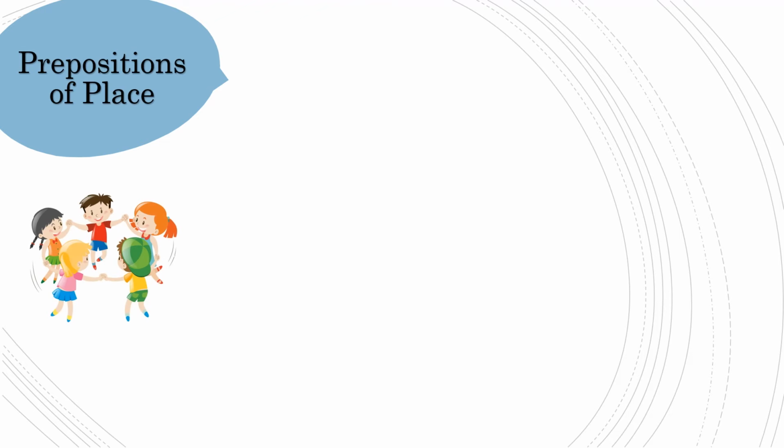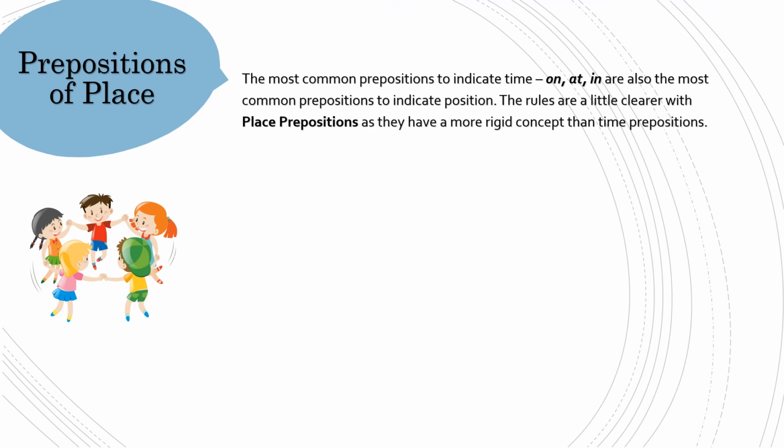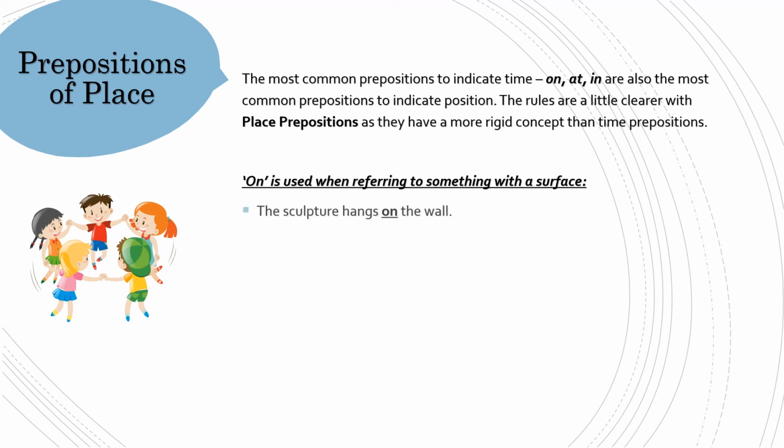Prepositions of place. The most common prepositions to indicate time, on, at, in, are also the most common prepositions to indicate position. The rules are a little clearer with place prepositions, as they have a more rigid concept than time prepositions. On is used when referring to something with a surface. The sculpture hangs on the wall.